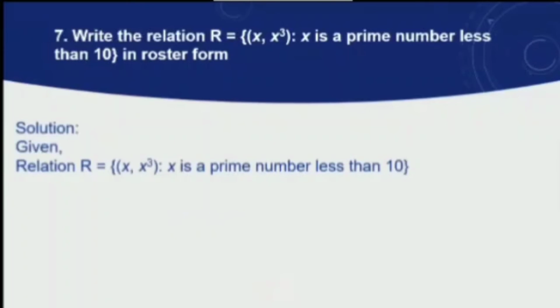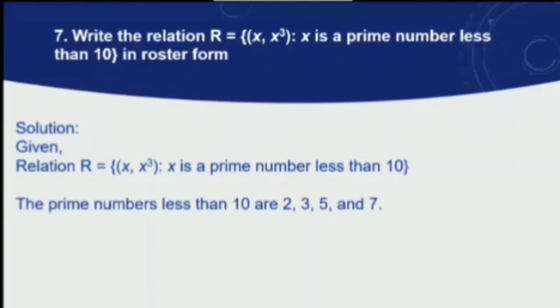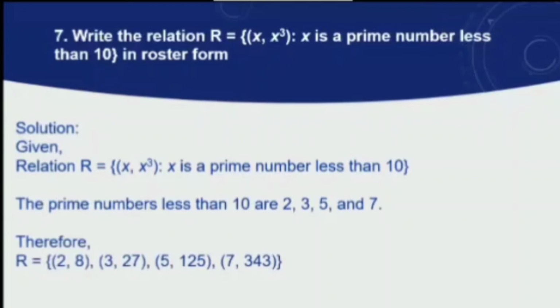So here, prime numbers less than 10. What are the prime numbers less than 10? 2, 3, 5, 7. Is 9 a prime number? No. 9 is a composite number. So if I am taking the prime numbers, 2, 3, 5, 7. If my x is 2, what is my x cube? 2 cube is 8. If my x is 3, my x cube is 27. 5 means 5 cube, 125. 7 means 7 cube, 343. These many ordered pairs I am getting in my relation.